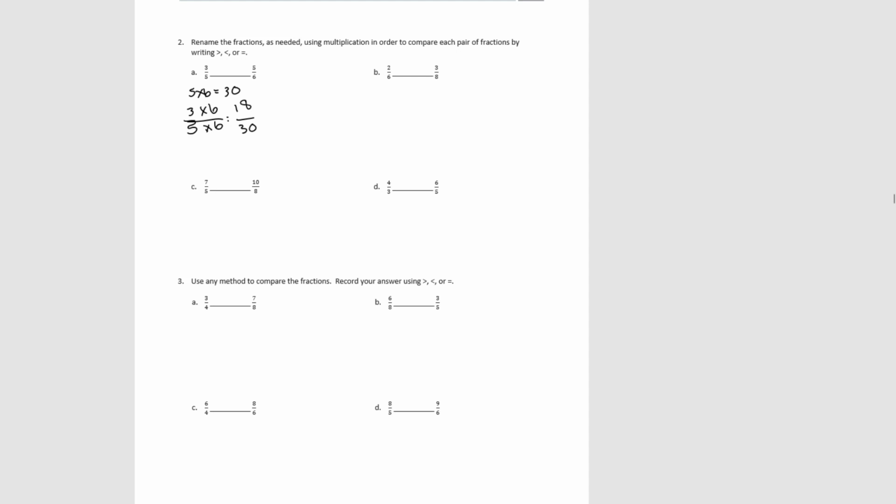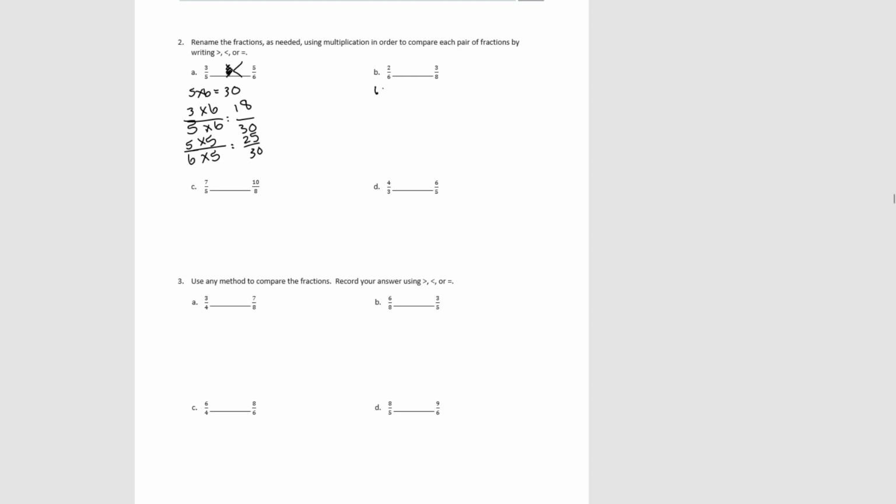and get 18/30ths. For 5/6, also 30ths, we're going to multiply by 5, and we get 25/30ths. 18/30ths is less than 25/30ths, so 3/5 is less than 5/6. Whoops, I did it backwards. 3/5 is less than 5/6. Okay, try B.